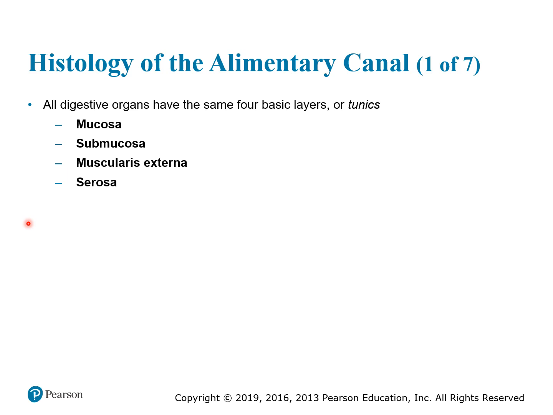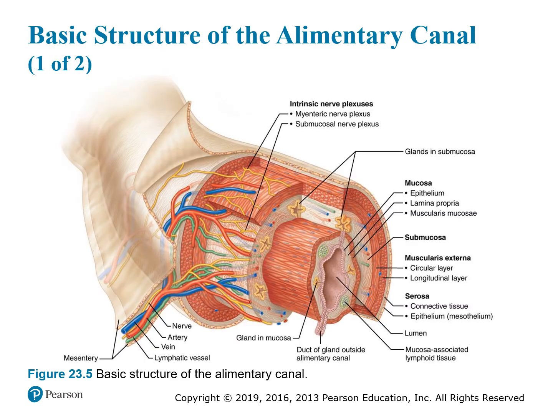Now let's look at the histology of the alimentary canal. Just for revision, the alimentary canal is from the mouth to the anus. Now let's see all digestive organs. We will not talk about the mouth. We will start from the esophagus. All digestive organs have the same four basic layers or tunics: mucosa, submucosa, muscularis externa, and serosa. Now let's see what these are.